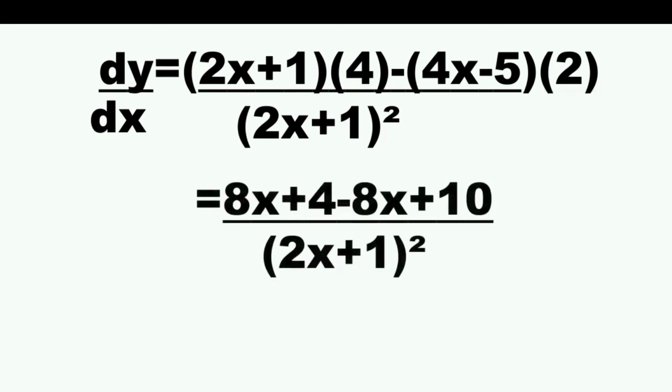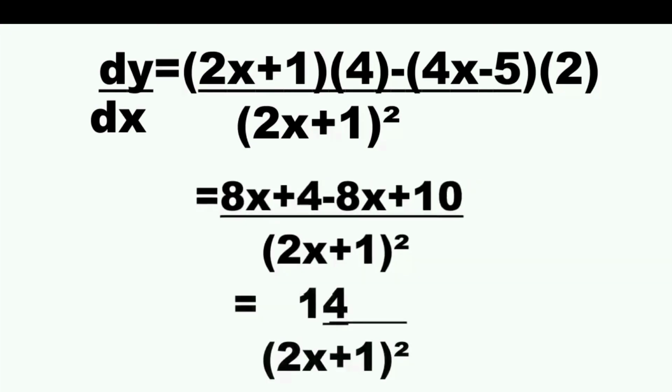Distribute 4 and 2, so 8x plus 4 minus 8x plus 10, over quantity 2x plus 1 squared. 8x minus 8x is 0 and 4 plus 10 is 14. So the final answer is 14 over quantity 2x plus 1 squared.